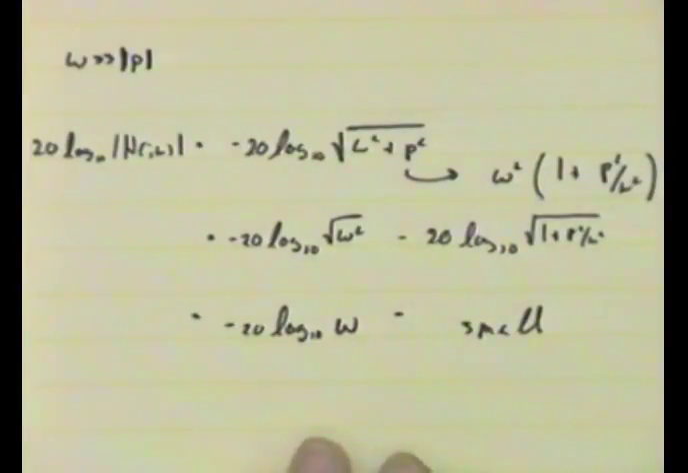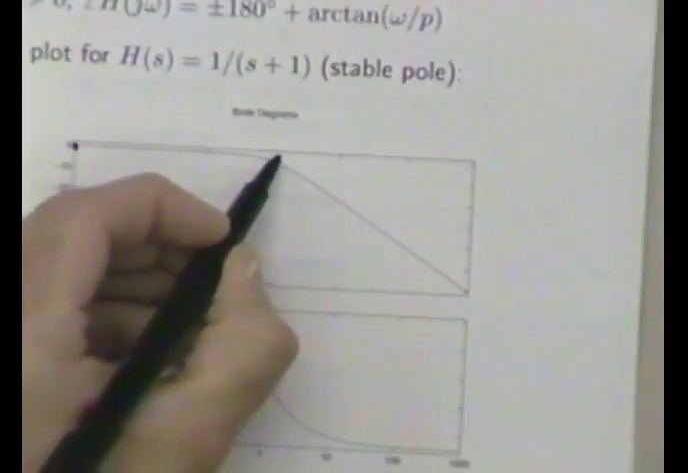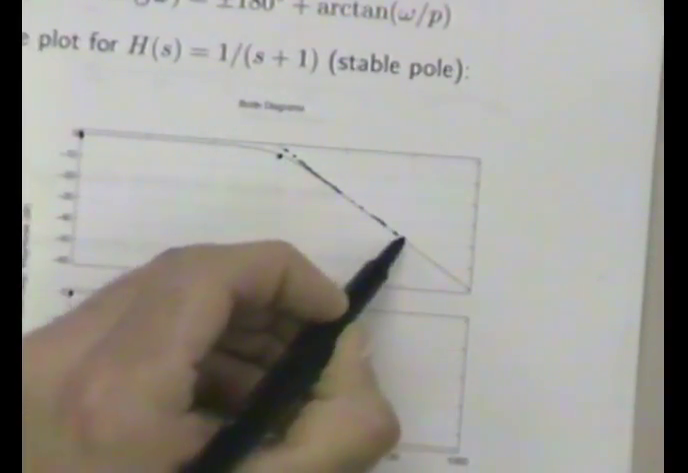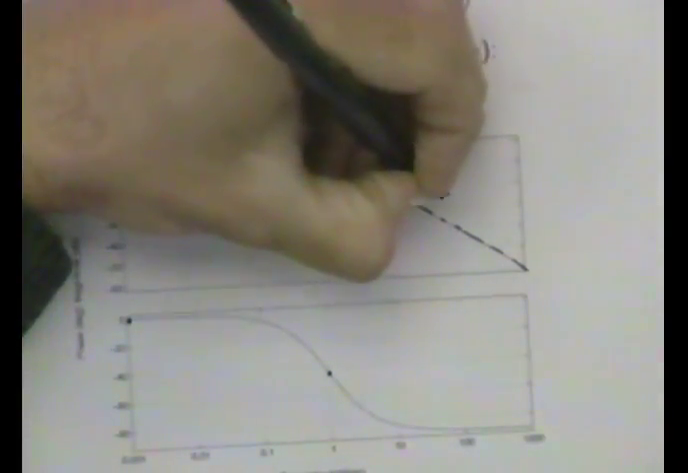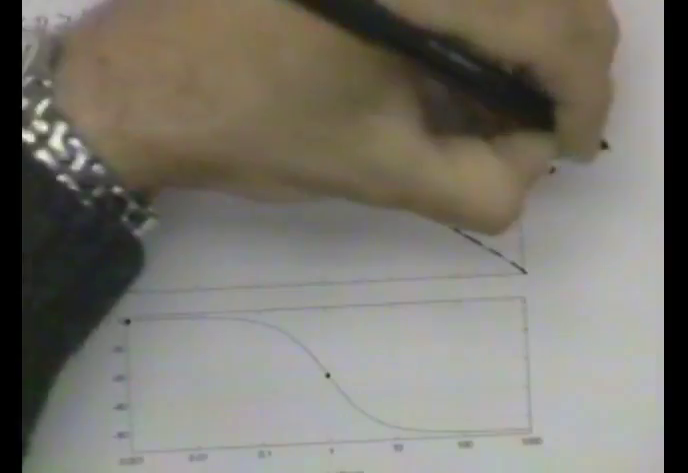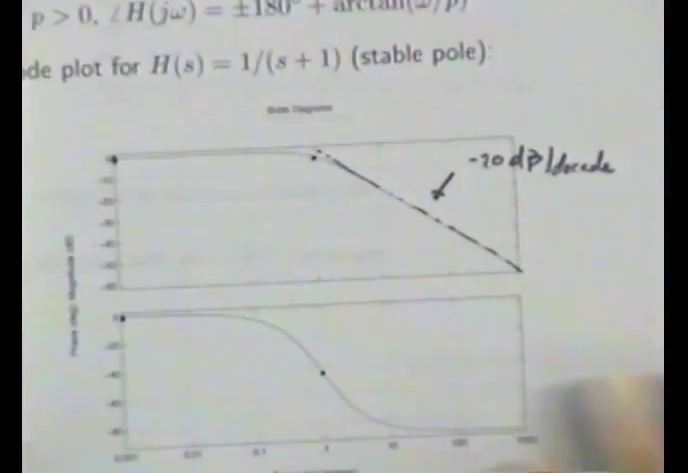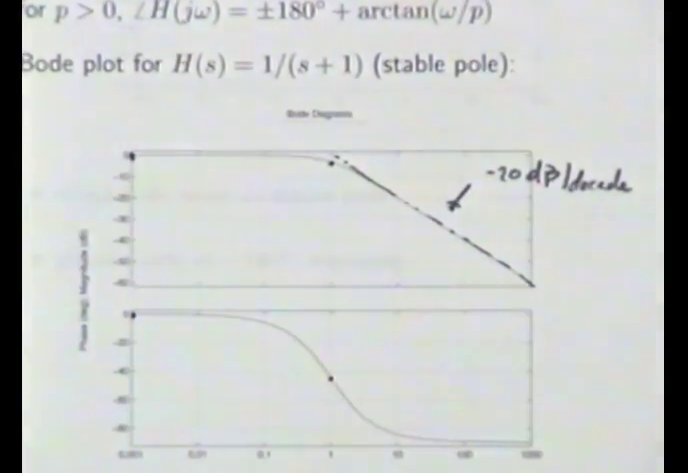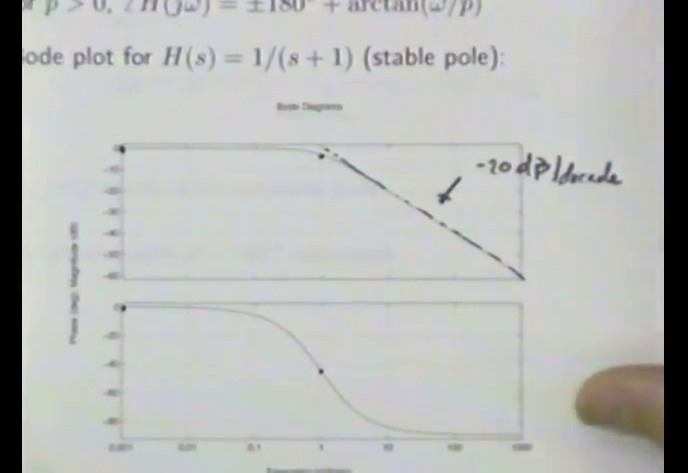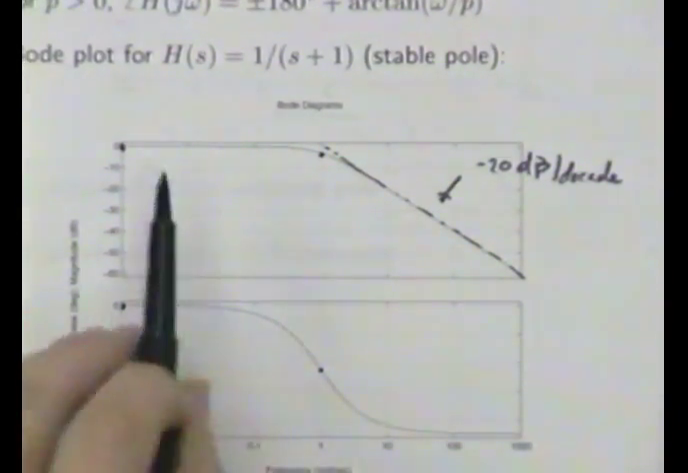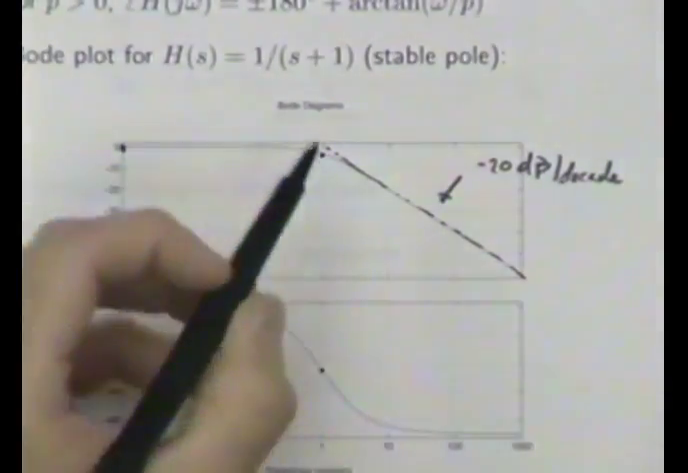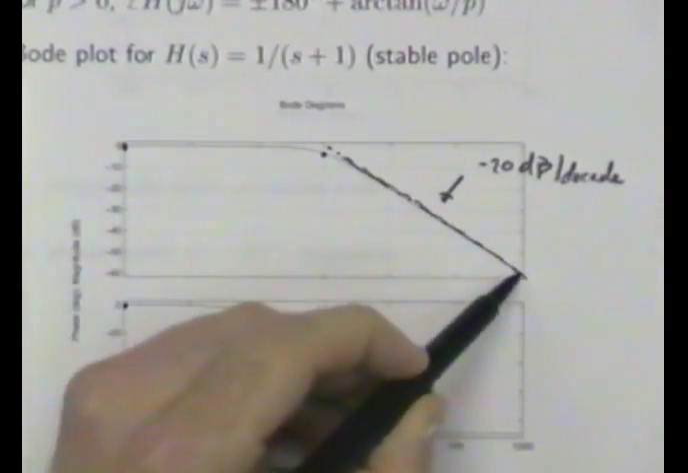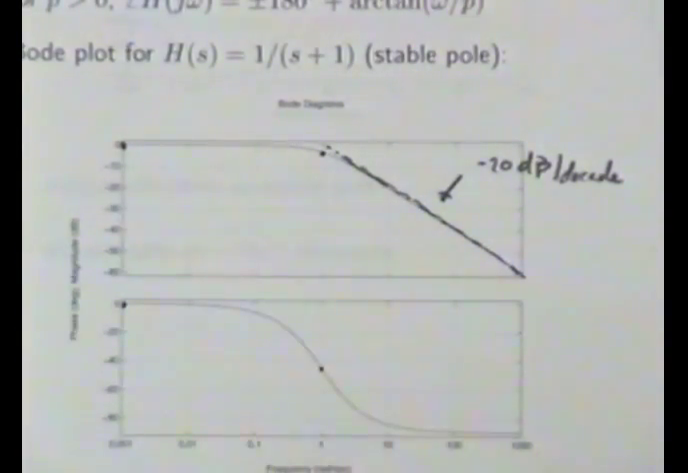So the interpretation here is simply that for omega much greater than absolute p, we have this roll-off here at minus 20 dB per decade. And so now at least we have a very good understanding, I hope, of what the magnitude response looks like, because this is our approximation here. And we evaluated these 2 points here.